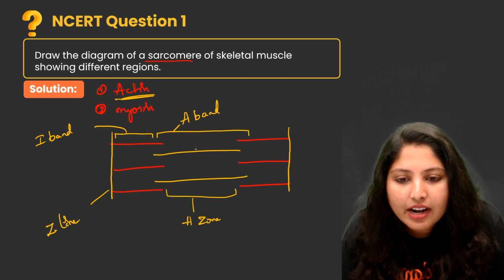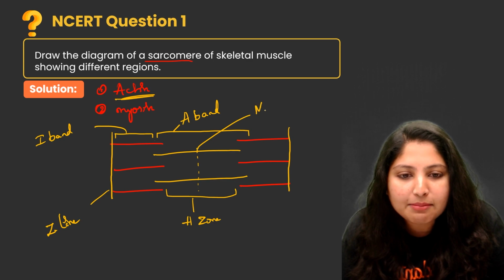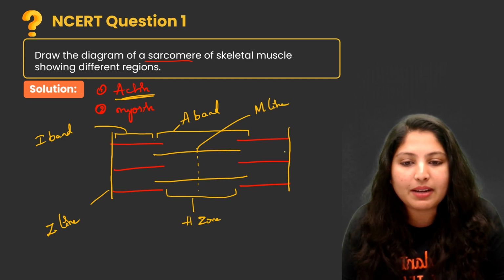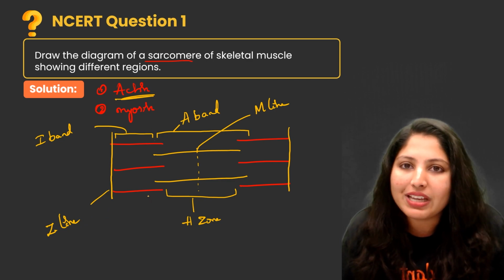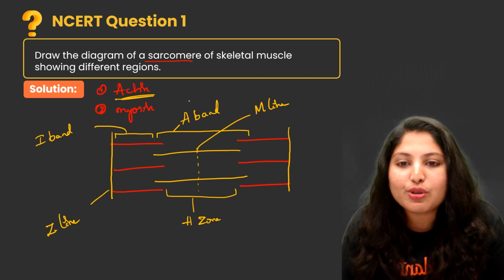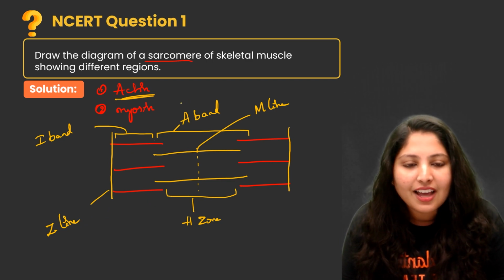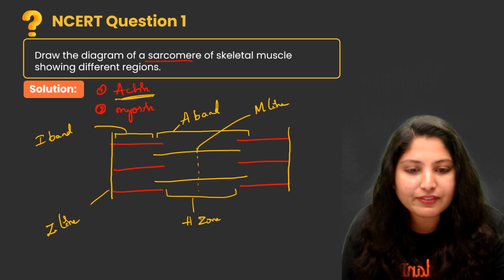At the center of the H zone, this particular region is known as the M line. Between two Z lines, one sarcomere is present. So this is the structure of a sarcomere. Clear, right? Let's see the diagram of the sarcomere.